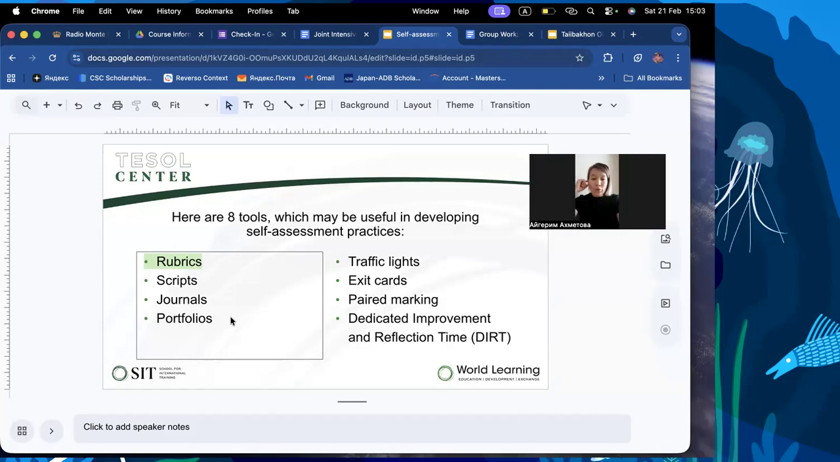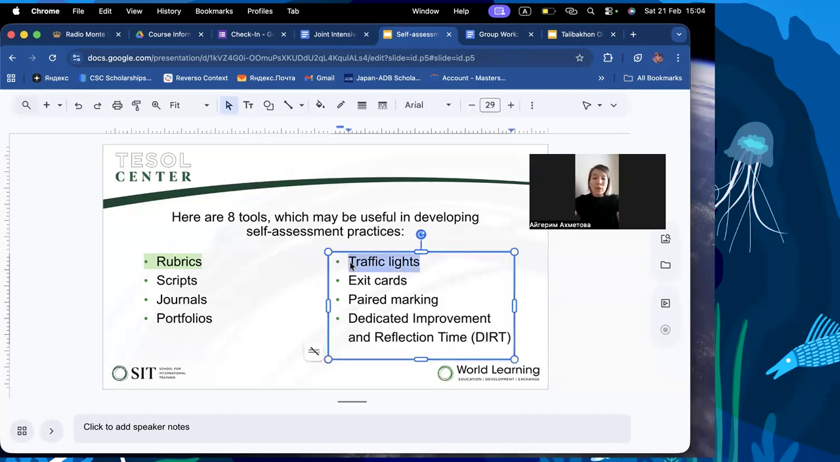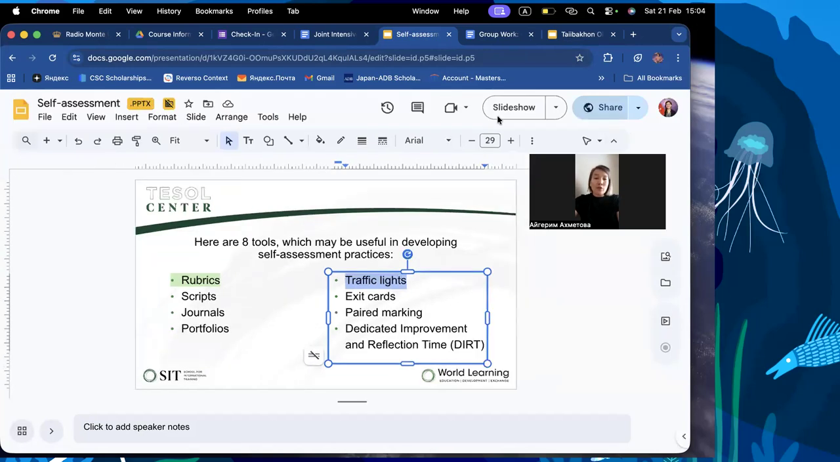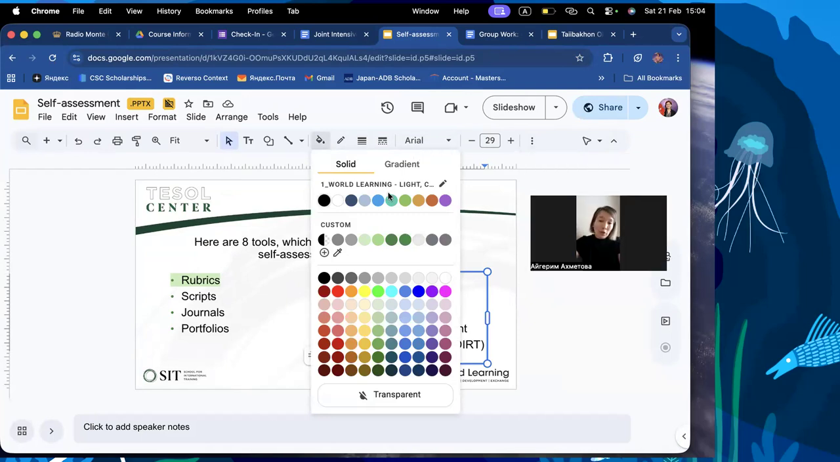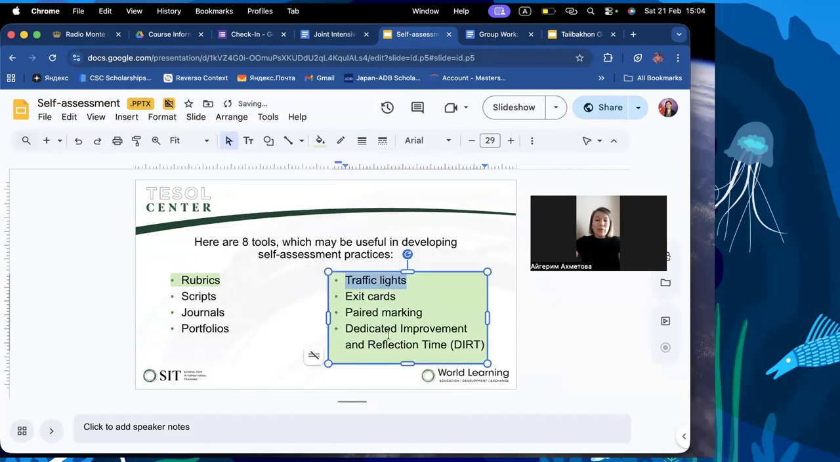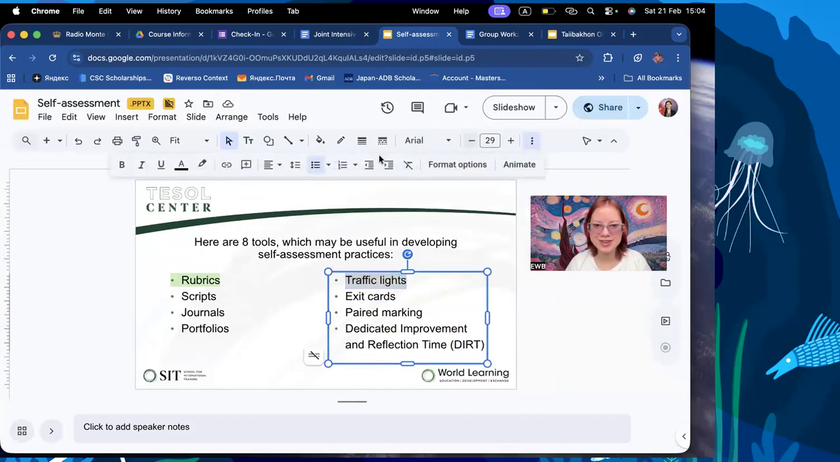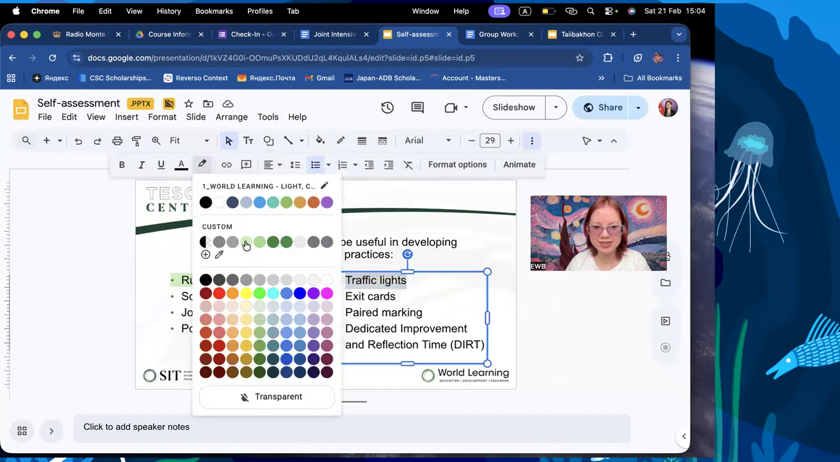Yes, I do use traffic lights as well, especially with primary English. The young learners might use green if they know and understand the topic quite well. If they have some concerns, they might choose the orange card, and the red one if they didn't understand anything. Okay. Yes, this is exactly how it works, right?